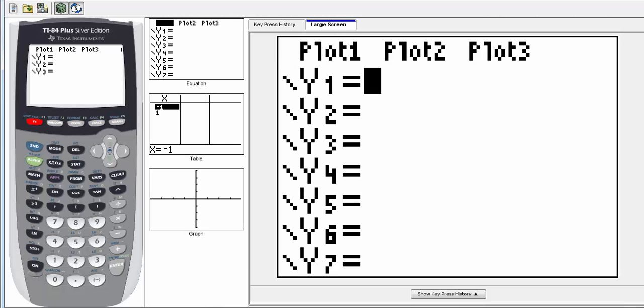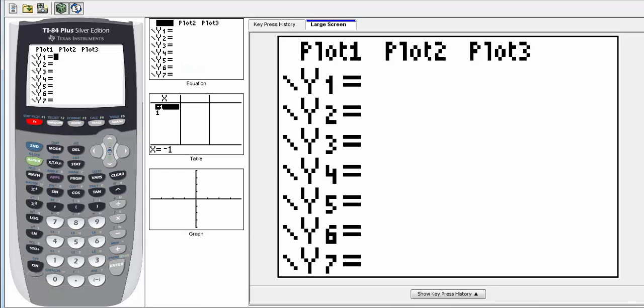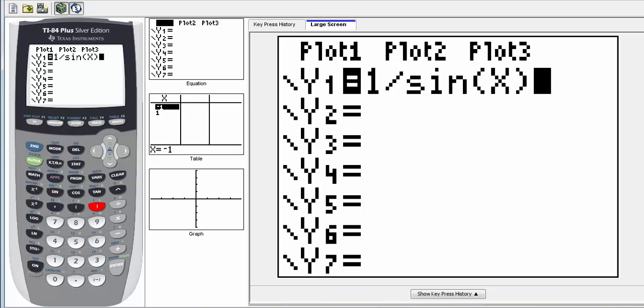So if we go to y equals, and if we're going to try to look at the graph of y equals the cosecant of x, then what we have to remember is because the calculator doesn't have a cosecant key, we're actually going to type in the reciprocal of sine, so we're going to use y equals 1 over the sine of x. So on the calculator, y1 is equal to 1 divided by the sine of x.